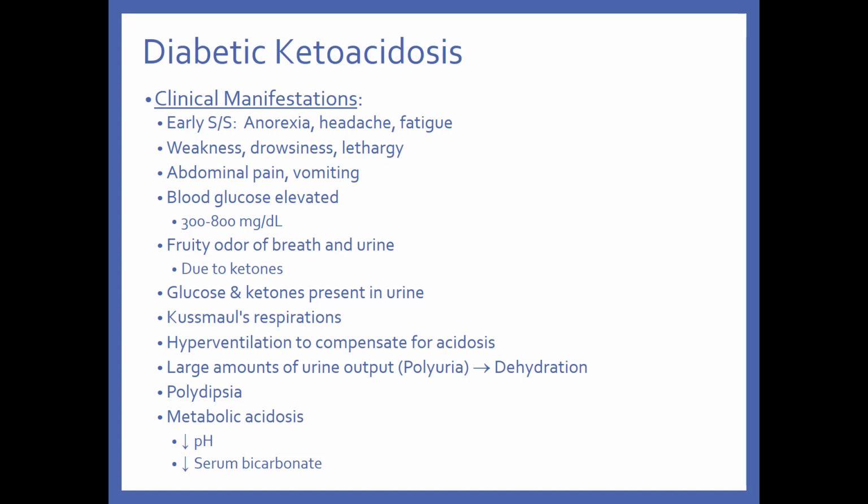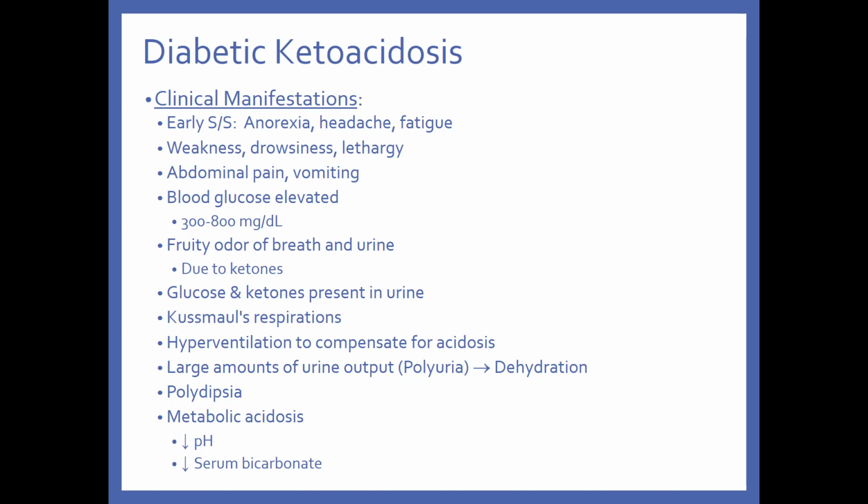The blood sugar levels are significantly elevated. I mean, easily 300 up to 800, could be higher. Fruity odor of the breath and urine. That is due to the ketones. Those ketones produce that fruity odor. So when this patient comes in and they're in this state and they have altered consciousness and you're assessing them, you will notice this fruity odor of the breath, and that is due to the ketone production. And then when you test the urine sample, it's going to be positive, large amounts of glucose and large amounts of ketones present in the urine.